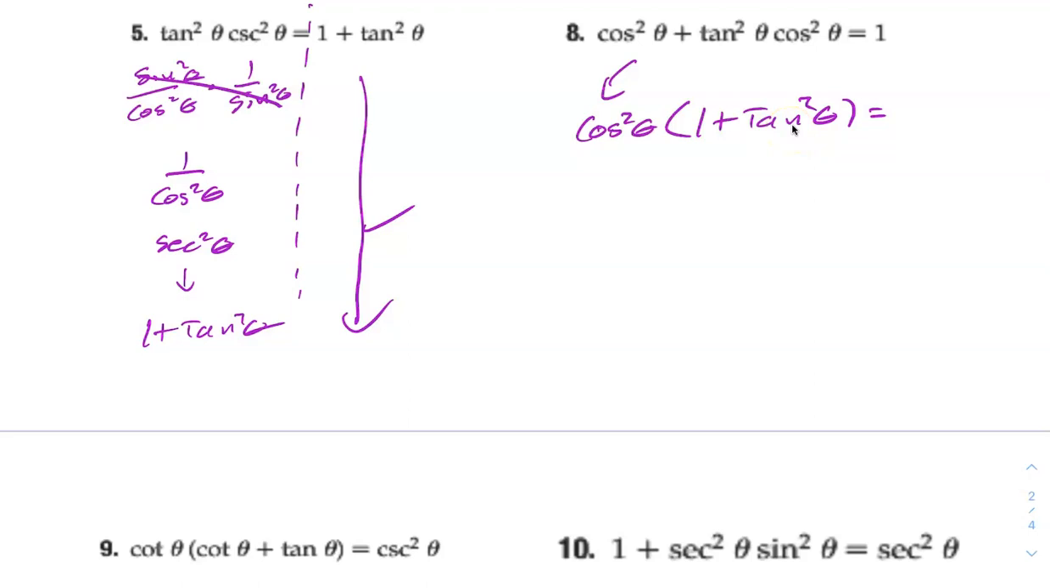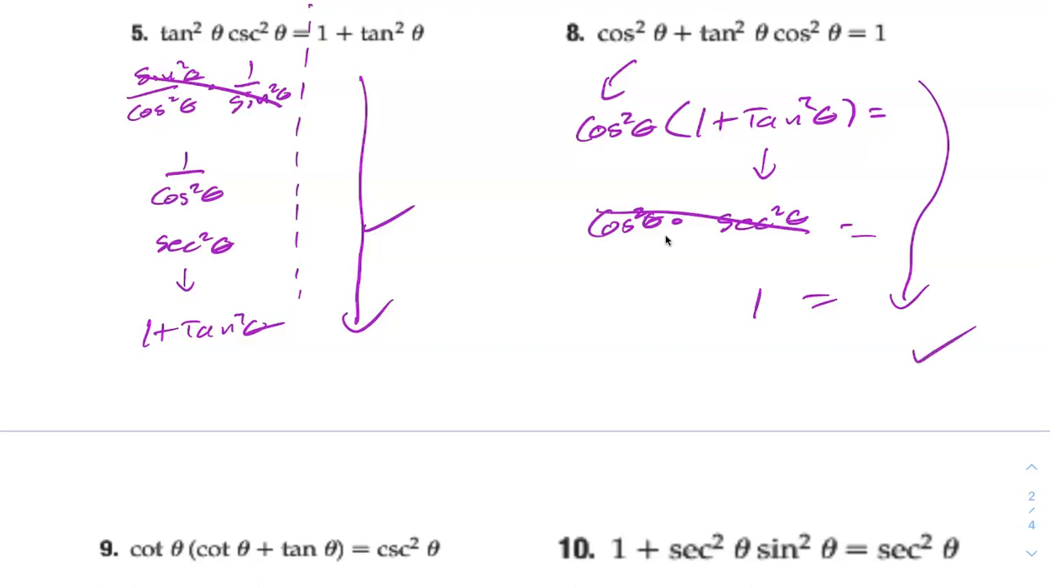1 plus tan squared is secant squared. Right? 1 plus tans, the cos go together. So 1 plus tan squared is secant squared, and I have cosine squared here. Well, cosine and secant are reciprocals, so they cancel each other out. You just get 1. So you verified it.